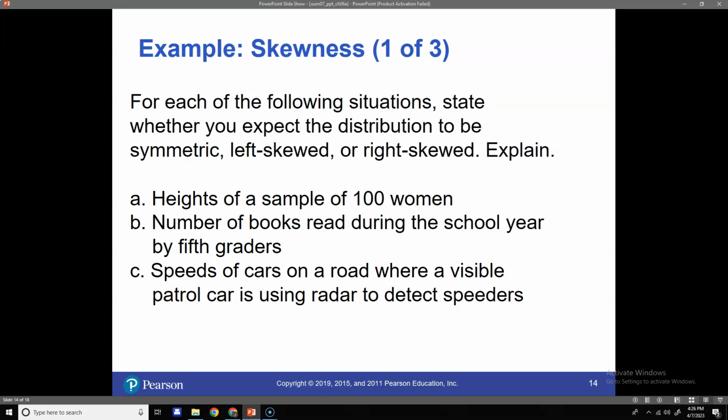C, speeds of cars on a road where a visible patrol car is using radar to detect speeders. Well, we wouldn't see people driving as fast there, right? So that would be right skewed, because people that are driving faster are more likely to be caught, and you wouldn't expect that to be happening. So I'm going to say symmetric. B, I could really go either way. I was leaning toward left skewed, and for C, I was leaning toward right skewed.